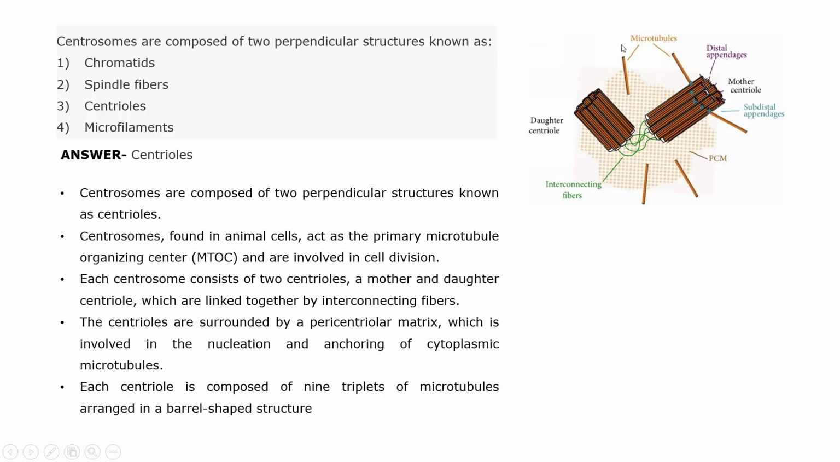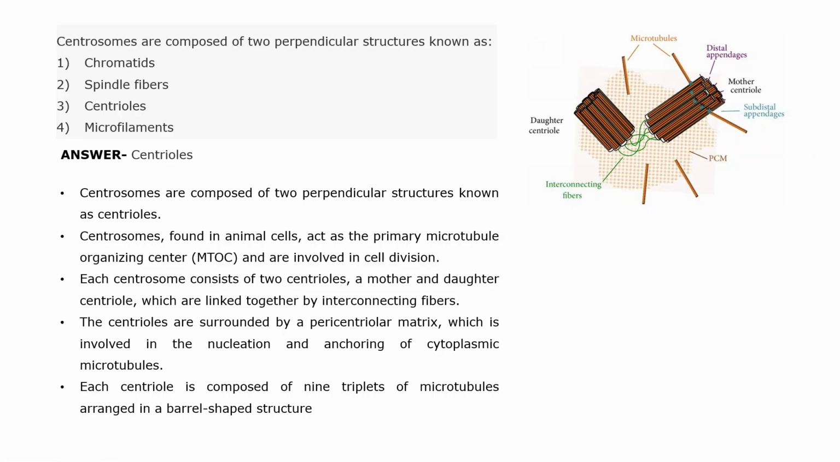So basically, this is the structure of the centrosome here. This is the whole centrosome complex. You can see that this one is a centriole, this one is also a centriole, and this entire space occupied by these centrioles is called the pericentriolar matrix, PCM. There are interconnecting fibers that connect the two centrioles together, and to each centriole microtubule attachment is there, and it helps in microtubular nucleation.